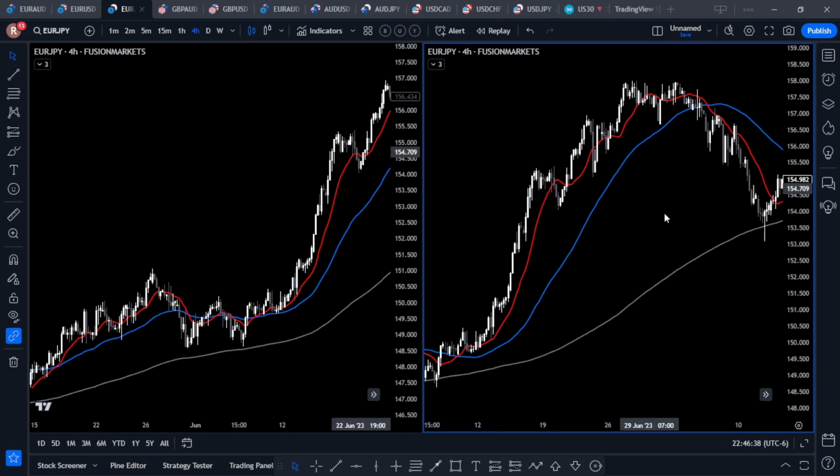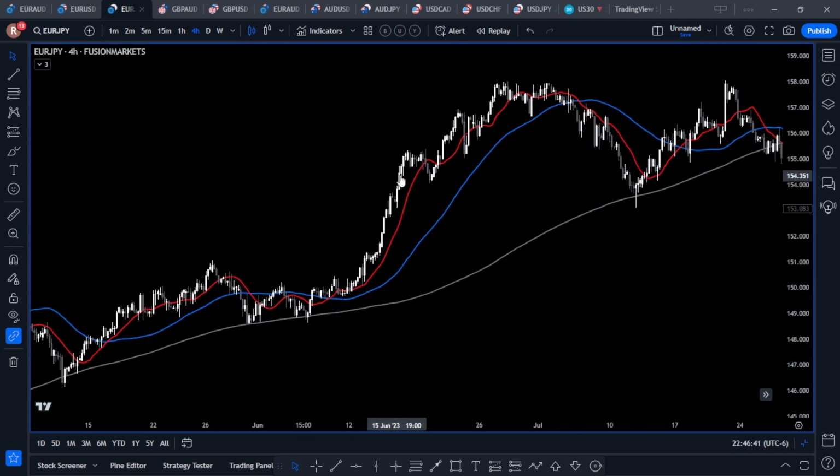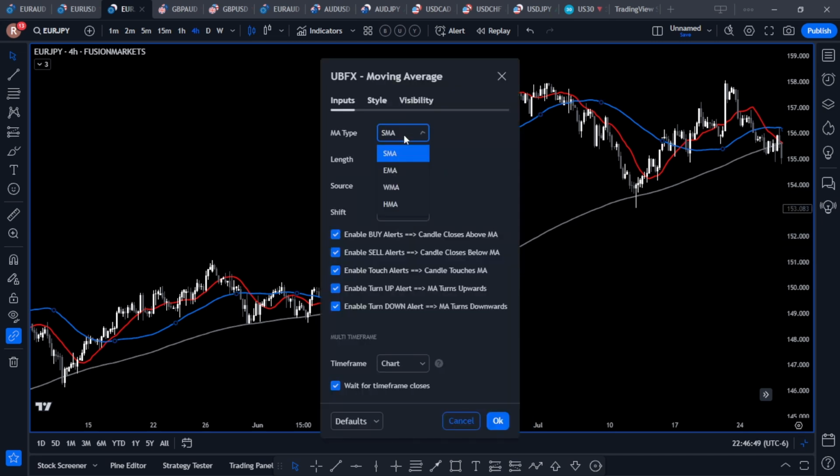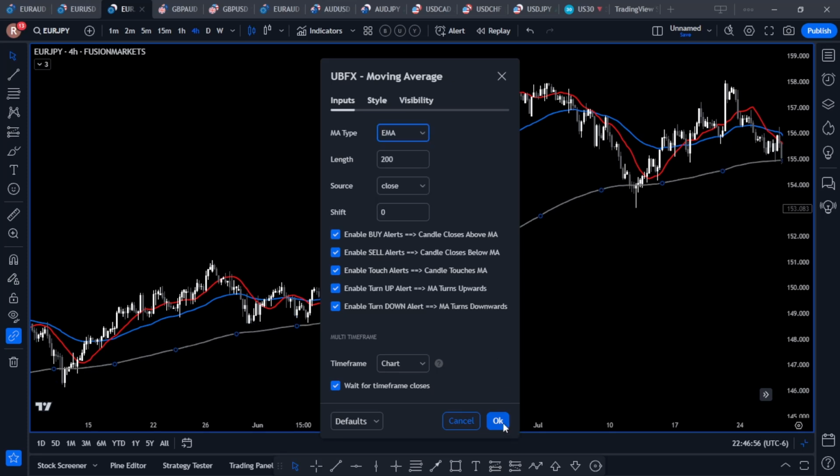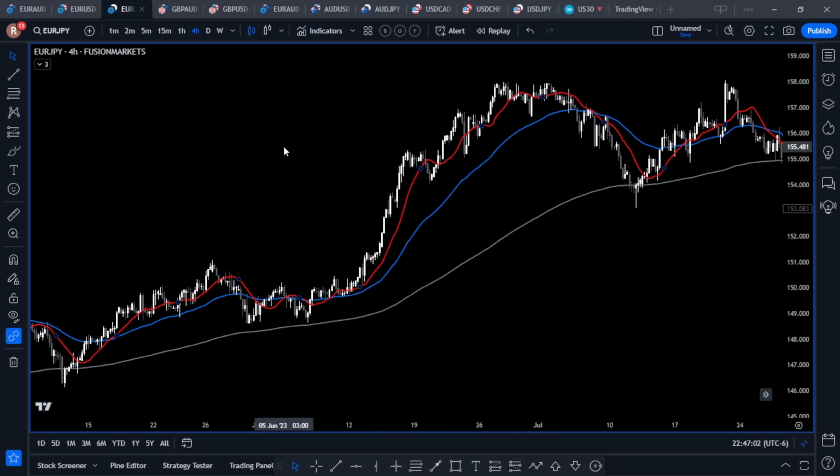So in this case, let's just open this one right up. I'm going to be using the 13, the 50, and the 200. I'm going to make the 50 an EMA, and I'm going to make the 200 also an EMA. And that 13 is going to remain an SMA because I like that smooth nature when we are closer to the price. When we're in the price like this, I prefer to have this indicator a little bit smoother. It's not going to chop around as much.